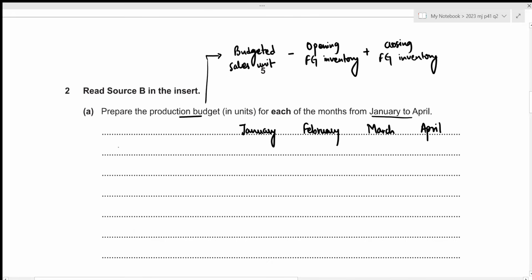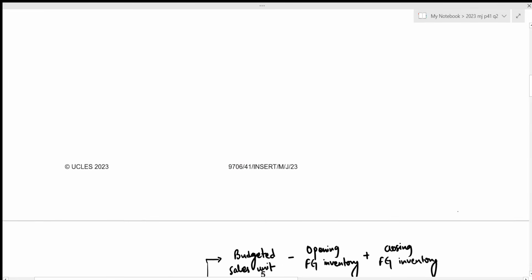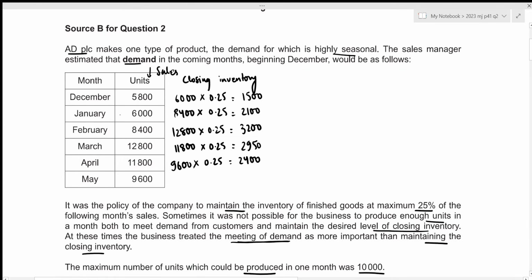So like in the format, we first start with our budgeted sales units. Then we need to subtract the opening inventory and add the closing inventory. This will then give our production units. Okay, let's have a look above for our budgeted sales units, which is just the demand given. So that will be 6,000, 8,400, 12,800, and 11,800.